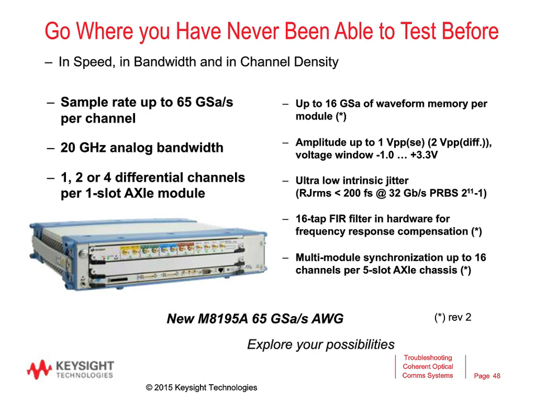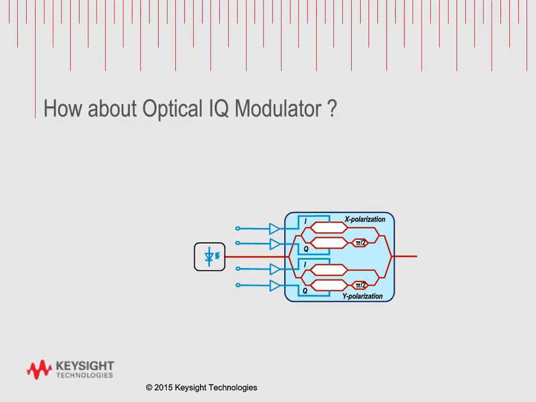You see a little asterisk on some of these bullets here. That's indicating that we are going to release a new version of that arbitrary waveform generator in October this year, and that will have the full functionality. Currently, we have a limited version available for those of you who are in need of doing measurements right now.